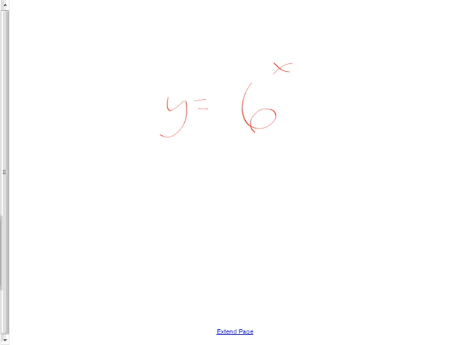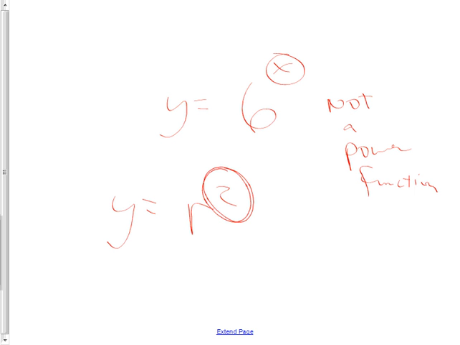What's the definition again? Any non-what? Non-zero number. That is not a number. That's a variable. So this is not a power function. But almost everything else will be. So if I give you like y equals r squared, as long as this is not 0 and it's not something weird like an x, it can be a fraction power, a negative power, or a positive power, and this will be a power function.